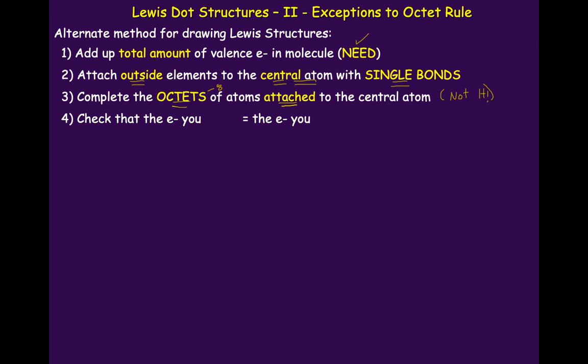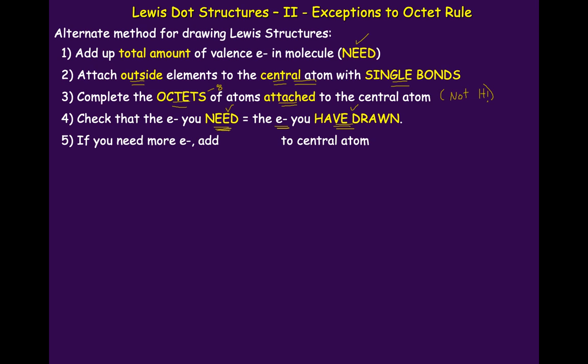Everybody else does. Please make sure once step 3 is done that you check that the electrons that you need are equal to the electrons that you have drawn when you finish step 3. You're going to check it off. Make sure the need checks off what you have drawn. If they do check off, then you've drawn enough electrons. Then you don't have to add any more electrons to the structure.